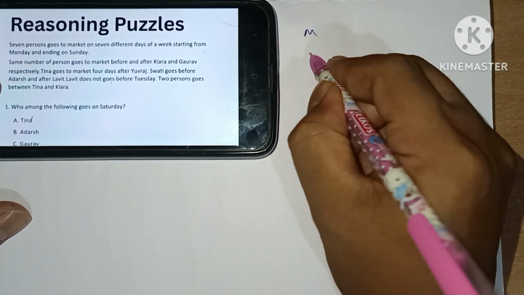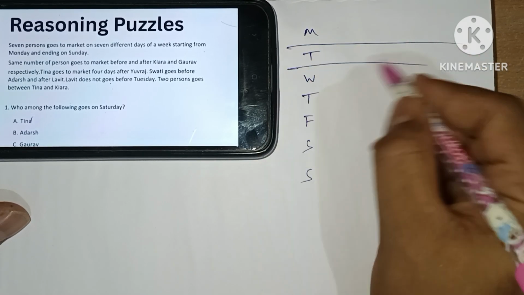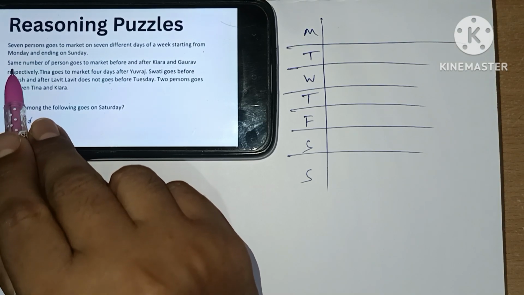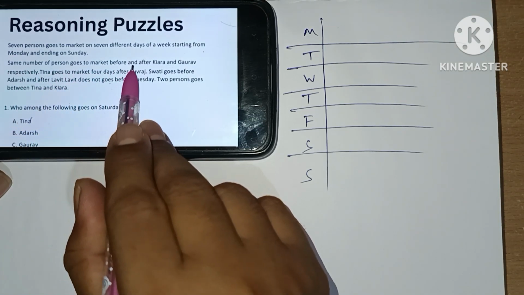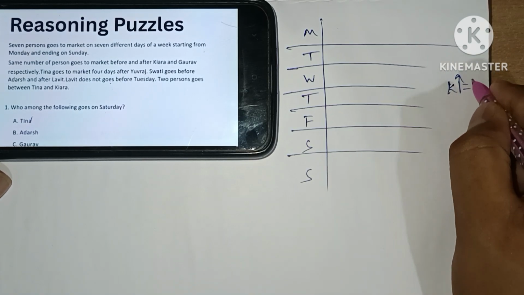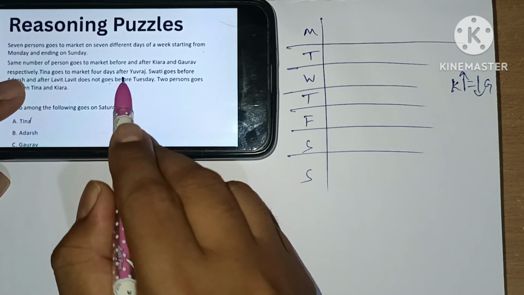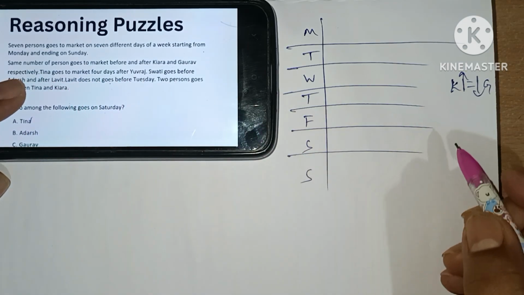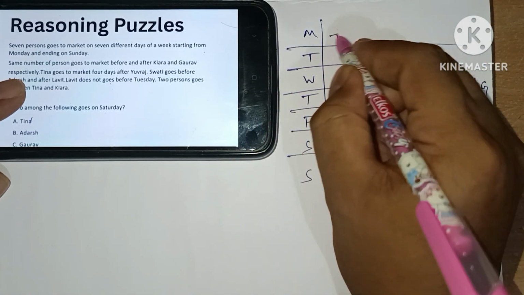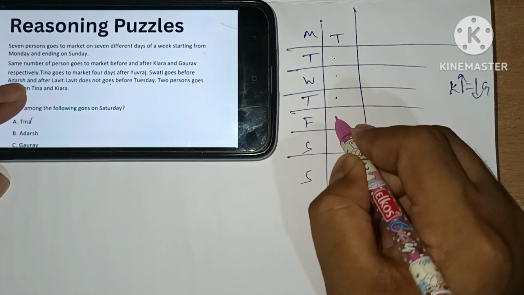So Monday, Tuesday, Wednesday, Thursday, Friday, Saturday, Sunday. This is given. Now the statements are: the same number of people go to market before and after Kaira and Gaurav respectively. So before Kaira is the same as after Gaurav. That is the first statement. Tina goes to market 4 days after Yuvraj. If we take Tina here, 1, 2, 3, 4 days, this is Yuvraj.